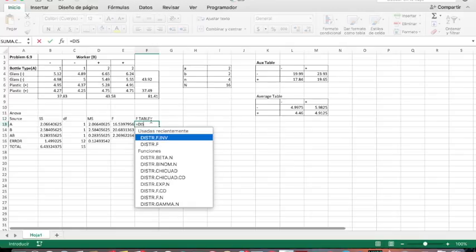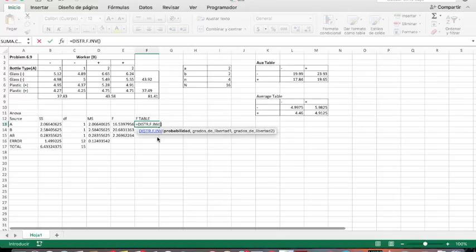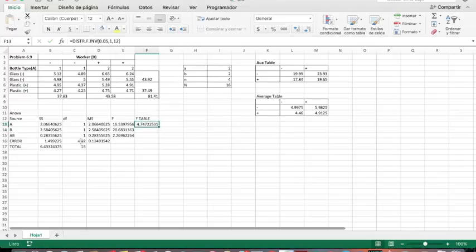Now the F table. It's the F inverse distribution with 5%. The first degrees of freedom is 1, since all of them are 1, and the second degrees of freedom is 12, since it's the error. It's 4.74, and then if the F calculated is bigger than the F table, it's significant.